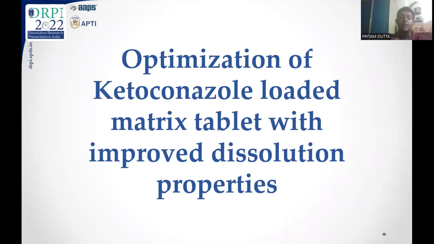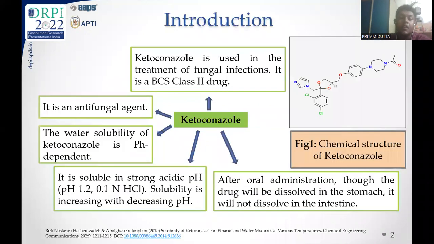Hello everyone. My topic of presentation is optimization of ketoconazole loaded matrix tablet with improved dissolution properties. This is the introduction. This is the chemical structure of ketoconazole.